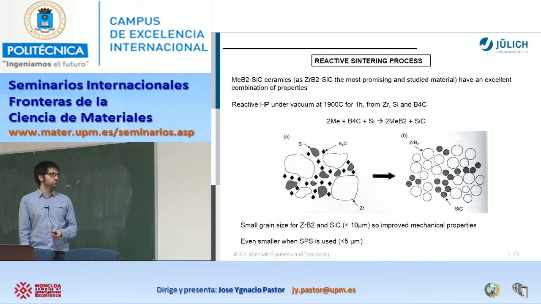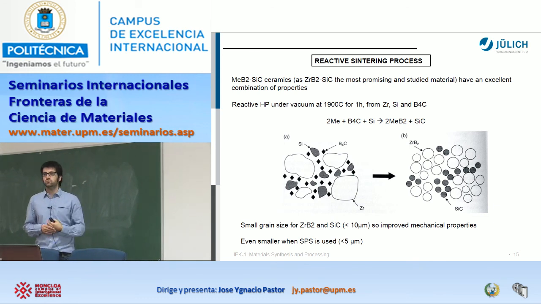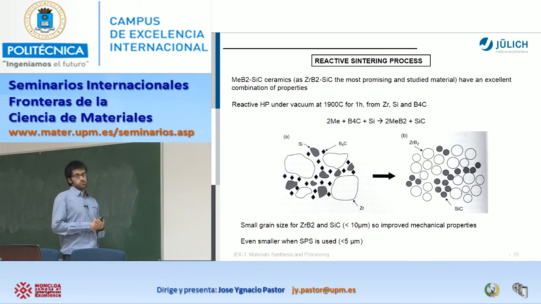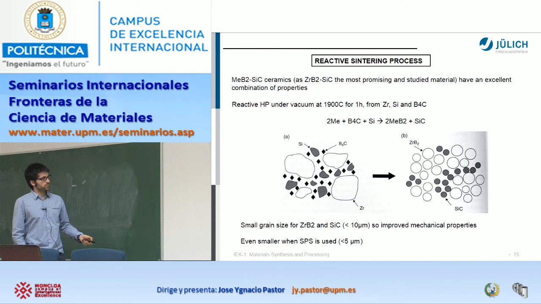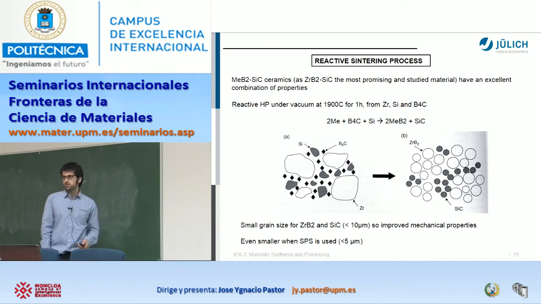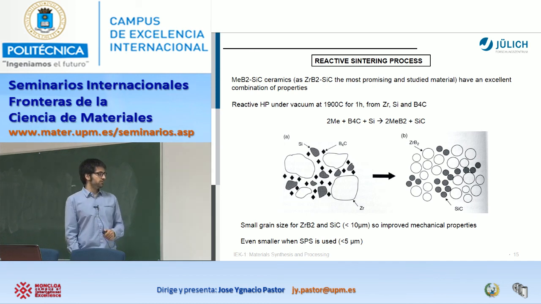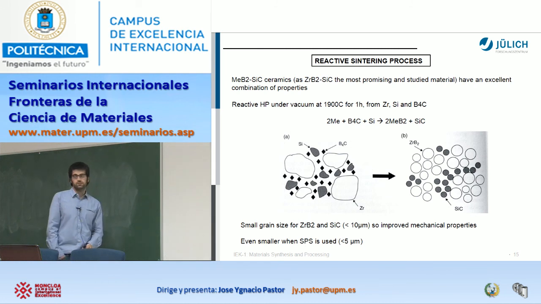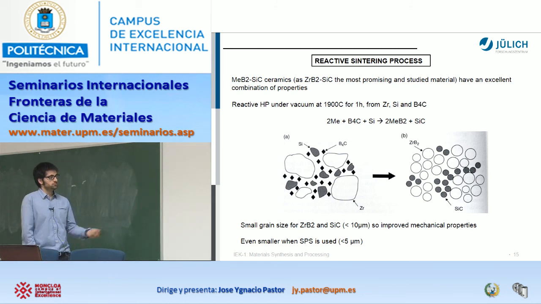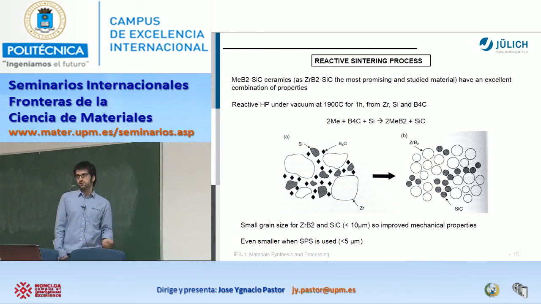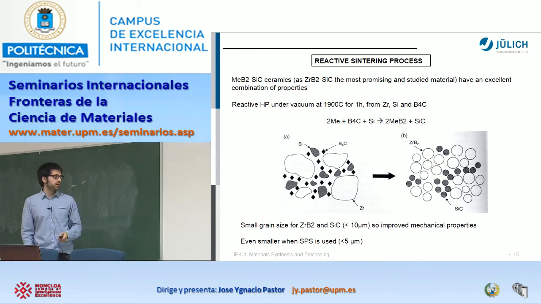Normally, if you want to increase your mechanical properties, you should go to low grain growth. And just to give an example, if here you use spark plasma sintering instead of hot press, the final grain size or particle size is even lower than 5 microns. This is due to what I hope you learned during these days, that SPS leads to really high heating rates, and then you can control your microstructure more.